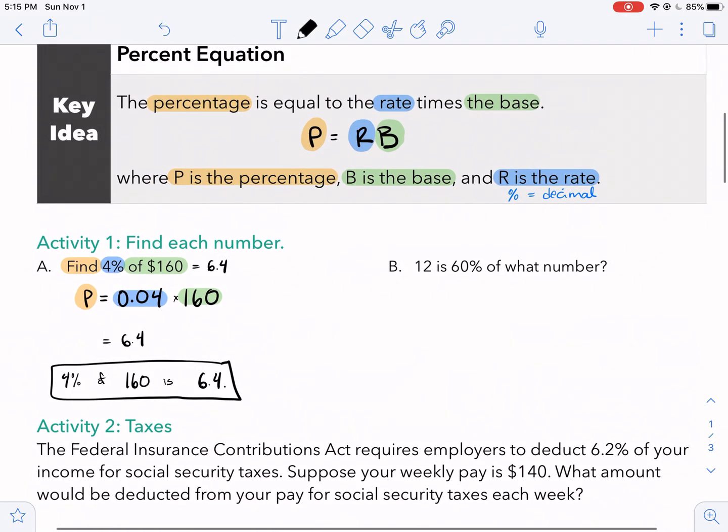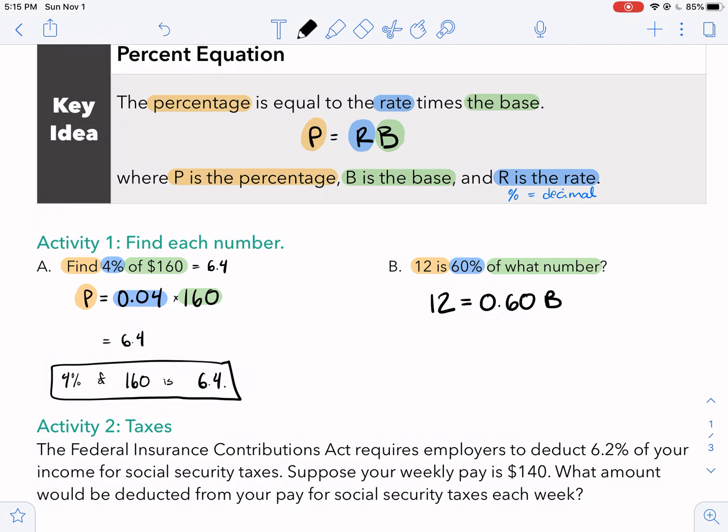This time, we know our percentage. We know what our is number is. It's 12. And we know our rate. Our rate is 60%, but we're trying to find our base. We don't know what our of number is. So let's plug them in. We say that 12 is 60%, which is the same thing as 0.6 of some number we don't know. Let's call it B. Of what number? Who knows? But 60% of that number is 12.